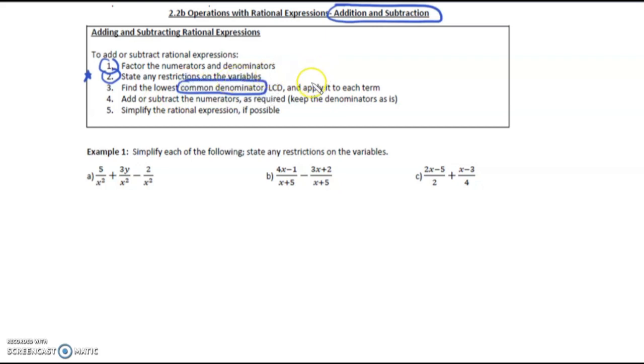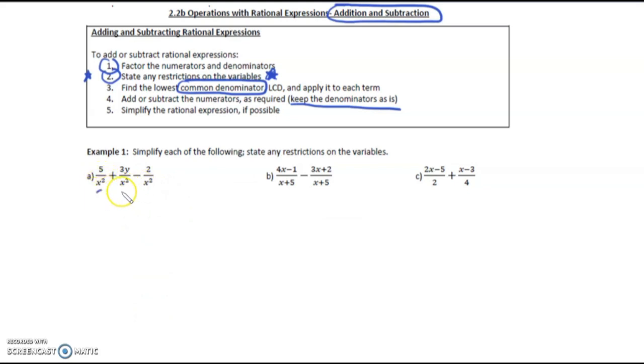When we do addition and subtraction, we must have a common denominator in order to add or subtract the numerators, okay? And we have to apply this to each term, and then we can go ahead and add or subtract the numerators, if possible, right? So as a reminder, keep the denominator as is, and then just simplify. Okay, so for the following, we're going to simplify and state the restrictions on the variable.